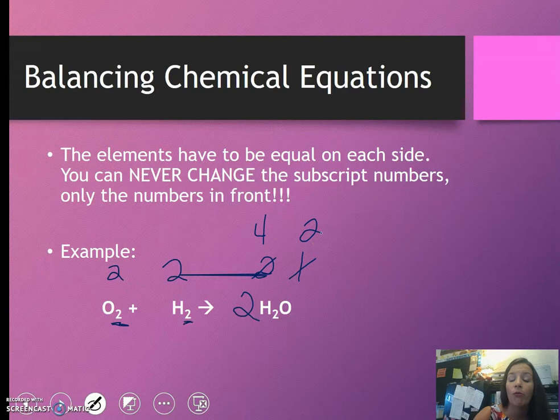Well, we're almost there. The only thing left to do is, now our hydrogens are off. So to get 4 hydrogen, you just put a 2 in front. Now you have 4. So that is your balanced reaction.